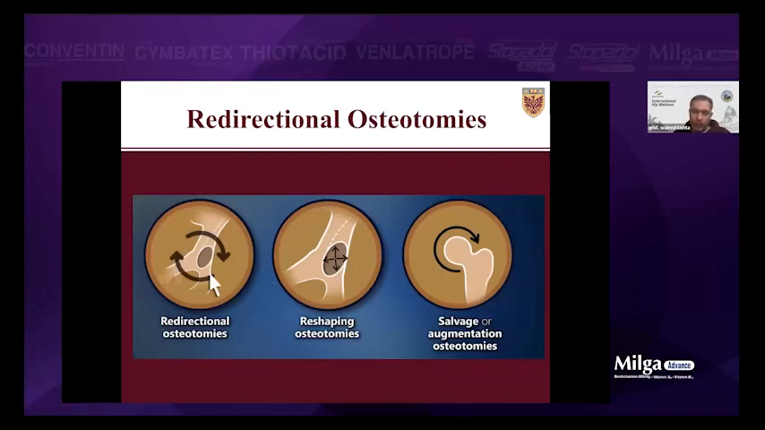Just to summarize, pelvic osteotomies can be redirectional osteotomies, or reshaping osteotomies, or salvage or augmentation osteotomies. So if you have a case that you can get a concentric reduction and the hip can be inside the joint, so we can do redirectional or reshaping osteotomies. But if the case is irreducible, this is the time we do salvage, and salvage can be either shelf or carry osteotomies.